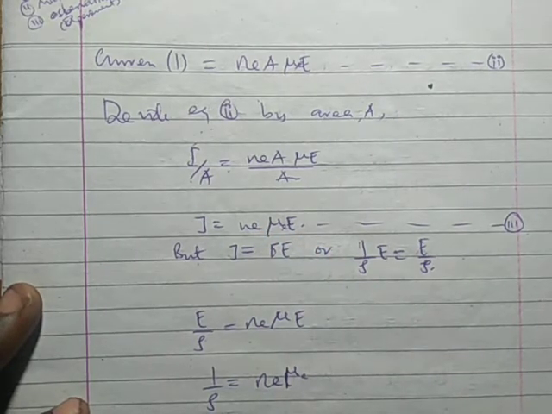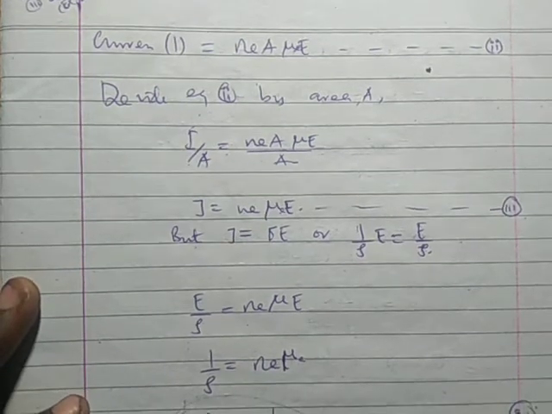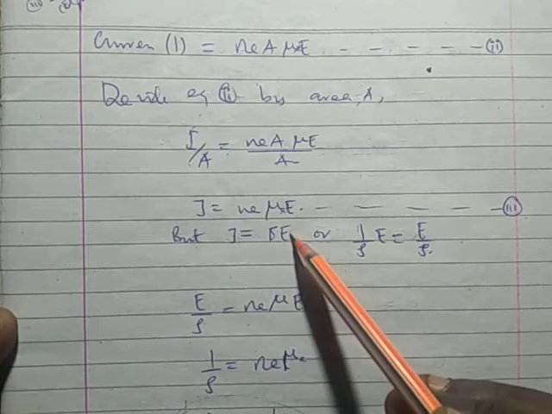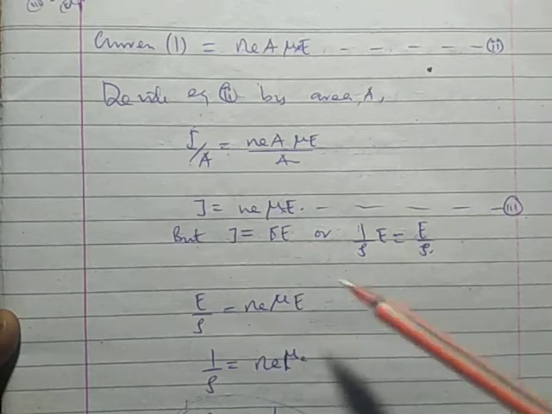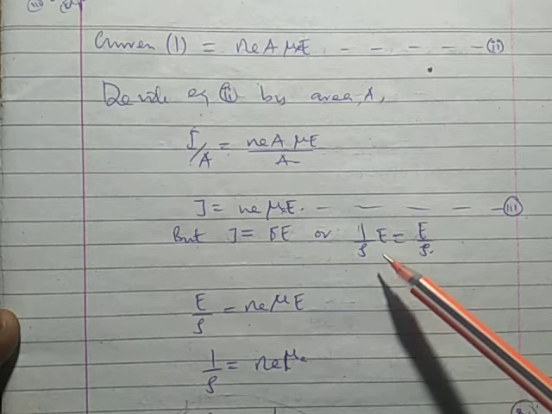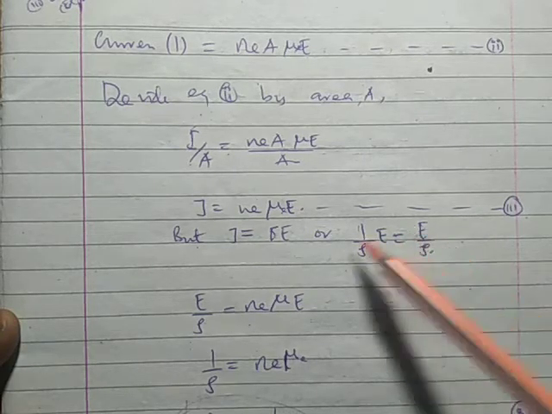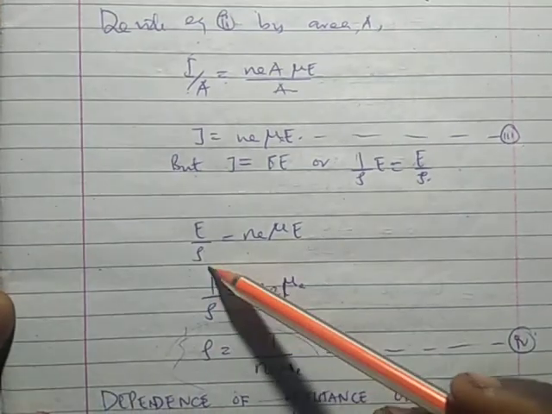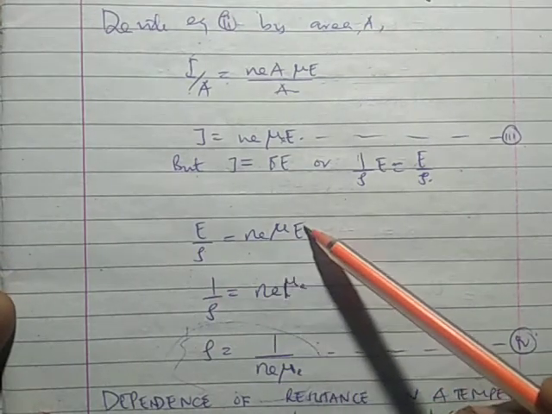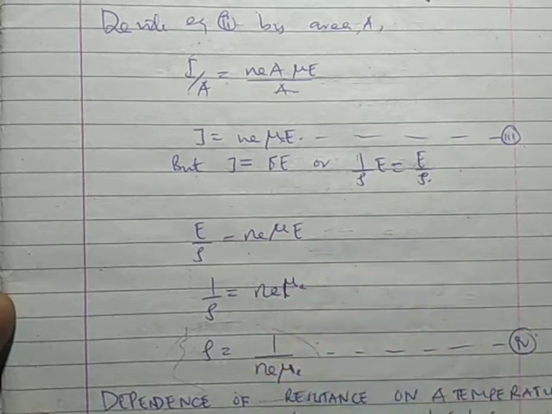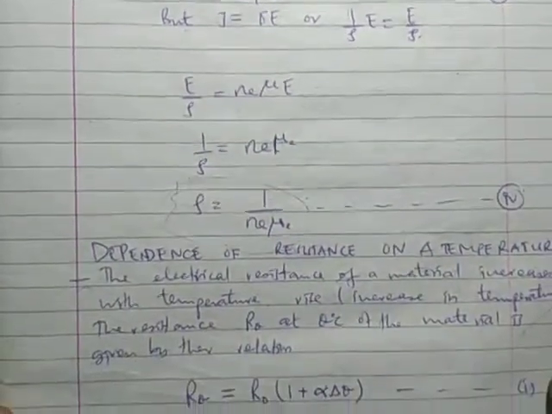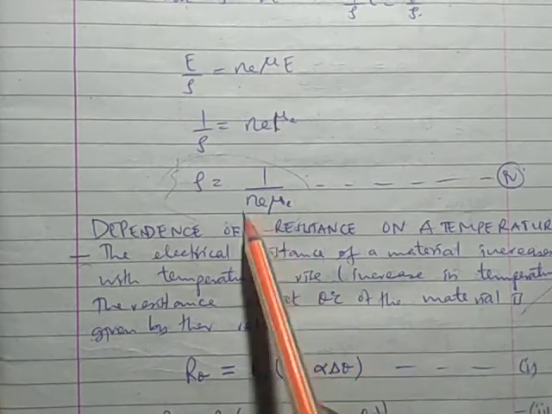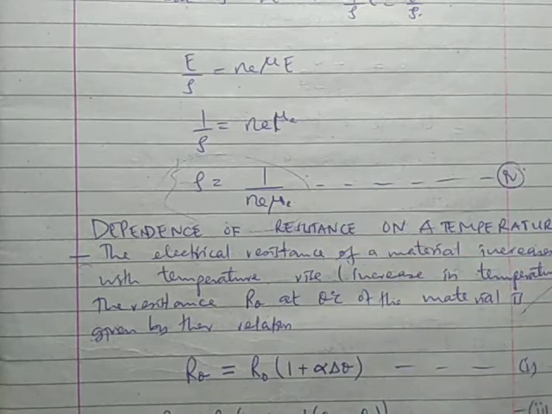But remember that current density J is equal to conductivity times electric field E. But conductivity is equal to 1 divided by resistivity. That is to say, J equals electric field divided by resistivity. So finally, electric field divided by resistivity is equal to n e mu E. So E with E will cancel, and then finally we get resistivity is equal to 1 divided by n e mu, where n is the electron density.